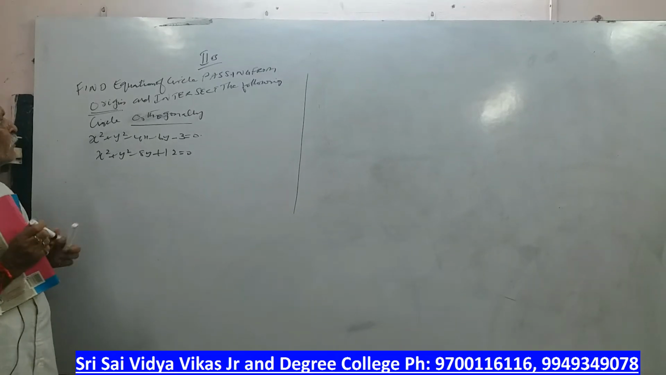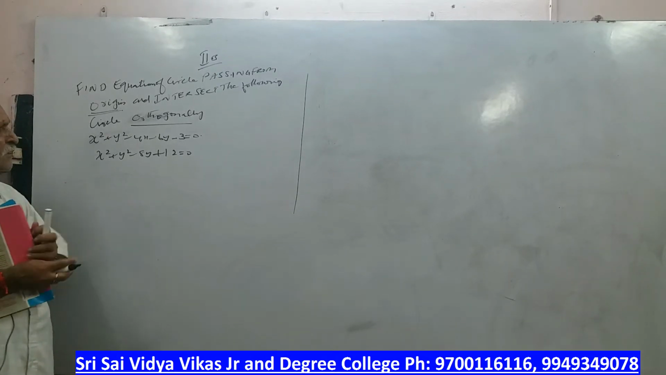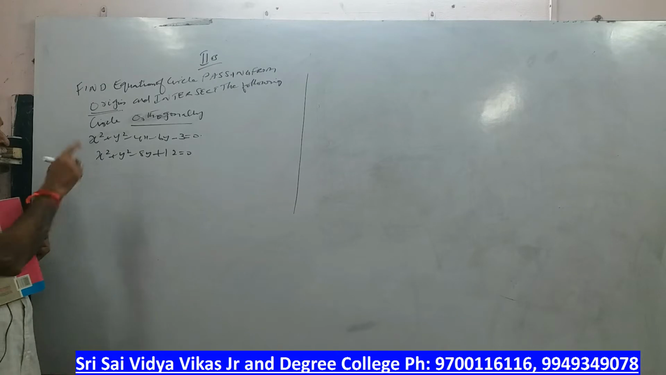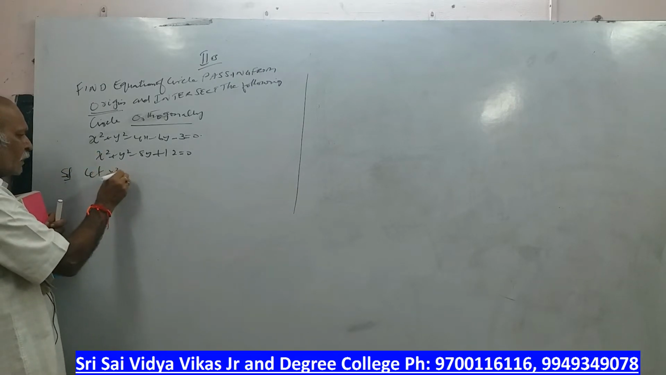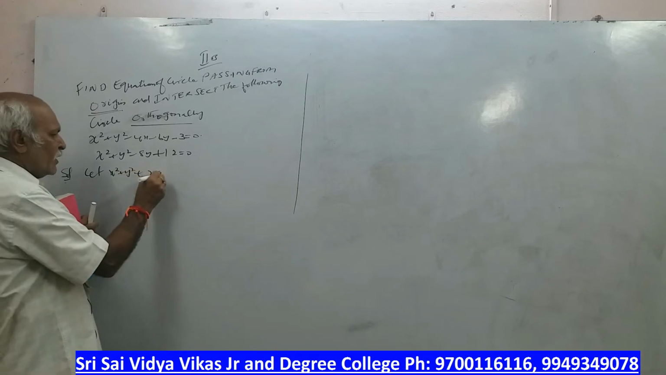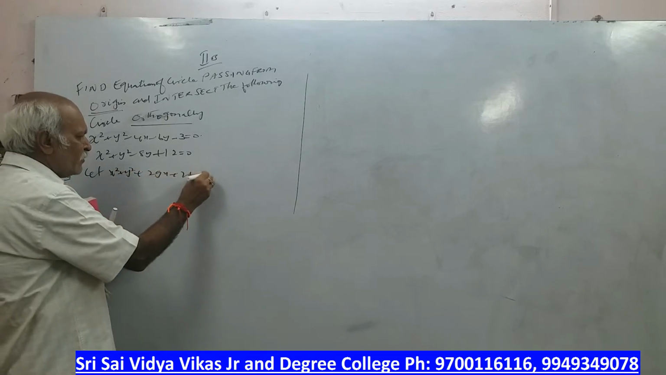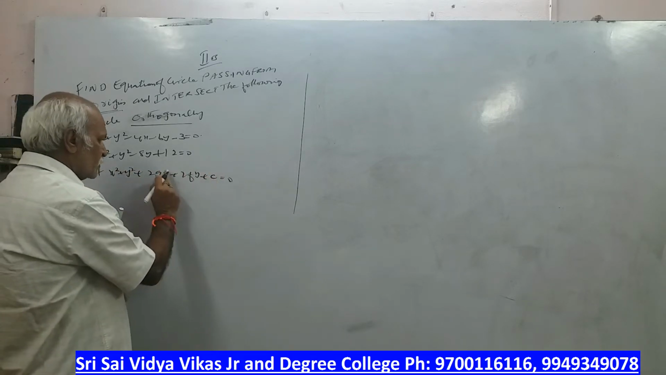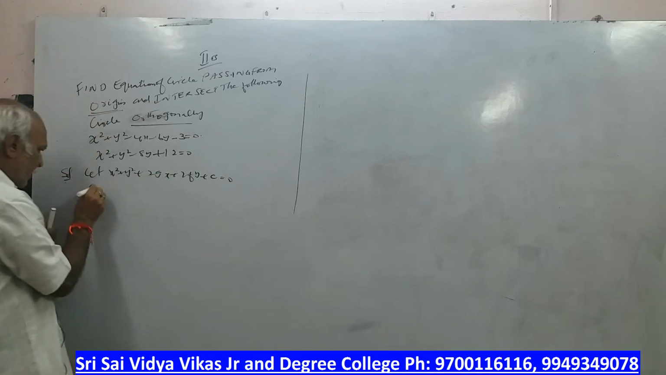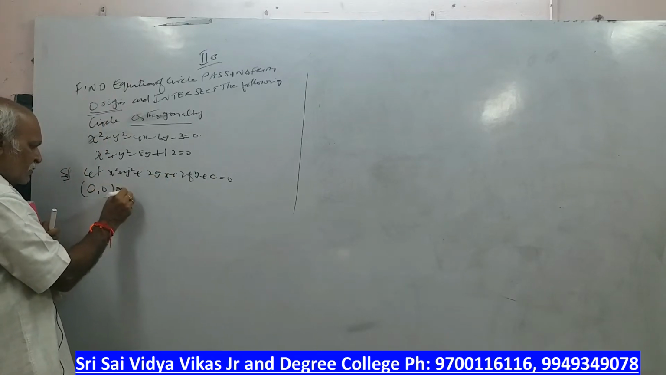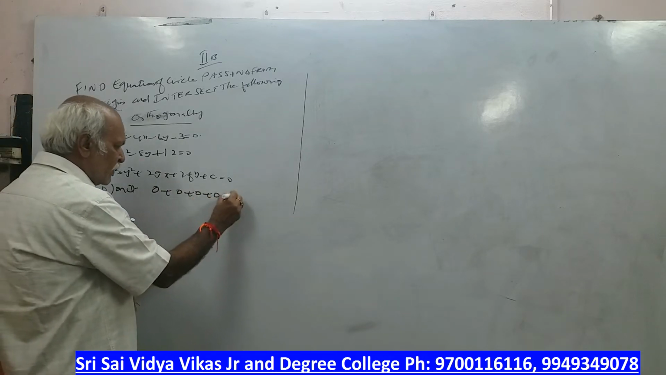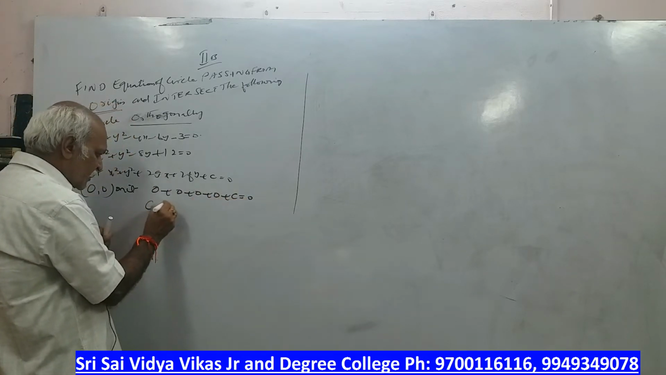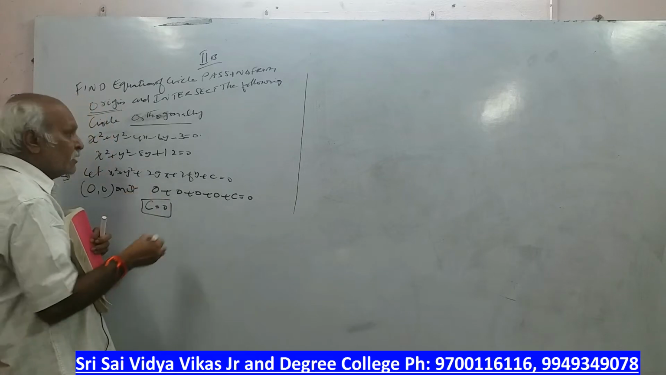One more problem. Find the equation of a circle passing from origin and intersect the following circle. Same model, sir. Solution. Let x square plus y square plus 2gx plus 2fy plus c is equal to 0. So what is the point? 0 comma 0 is on it. 0 plus 0 plus 0 plus 0 plus c is equal to 0. What is the c value we got? 0. Okay.